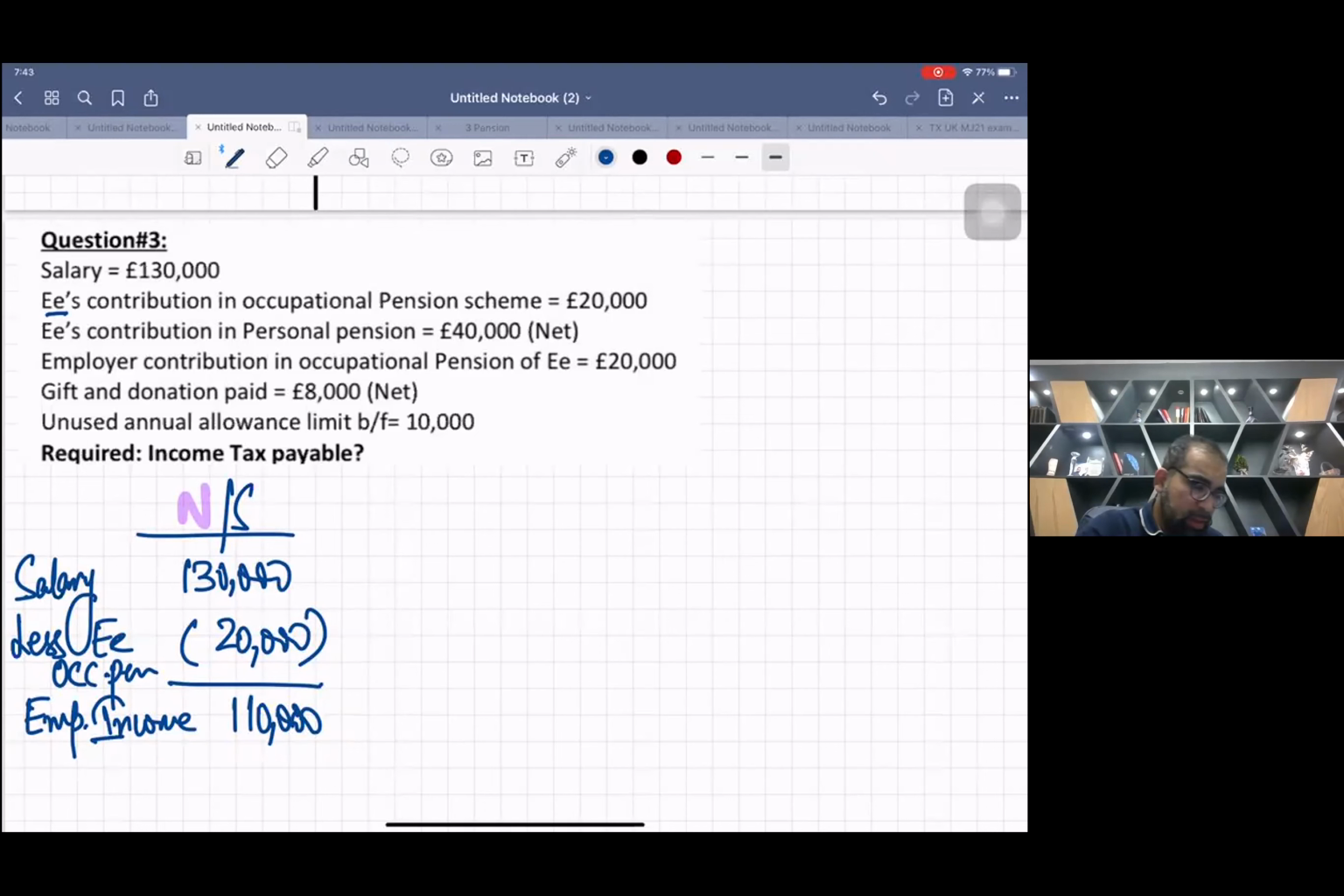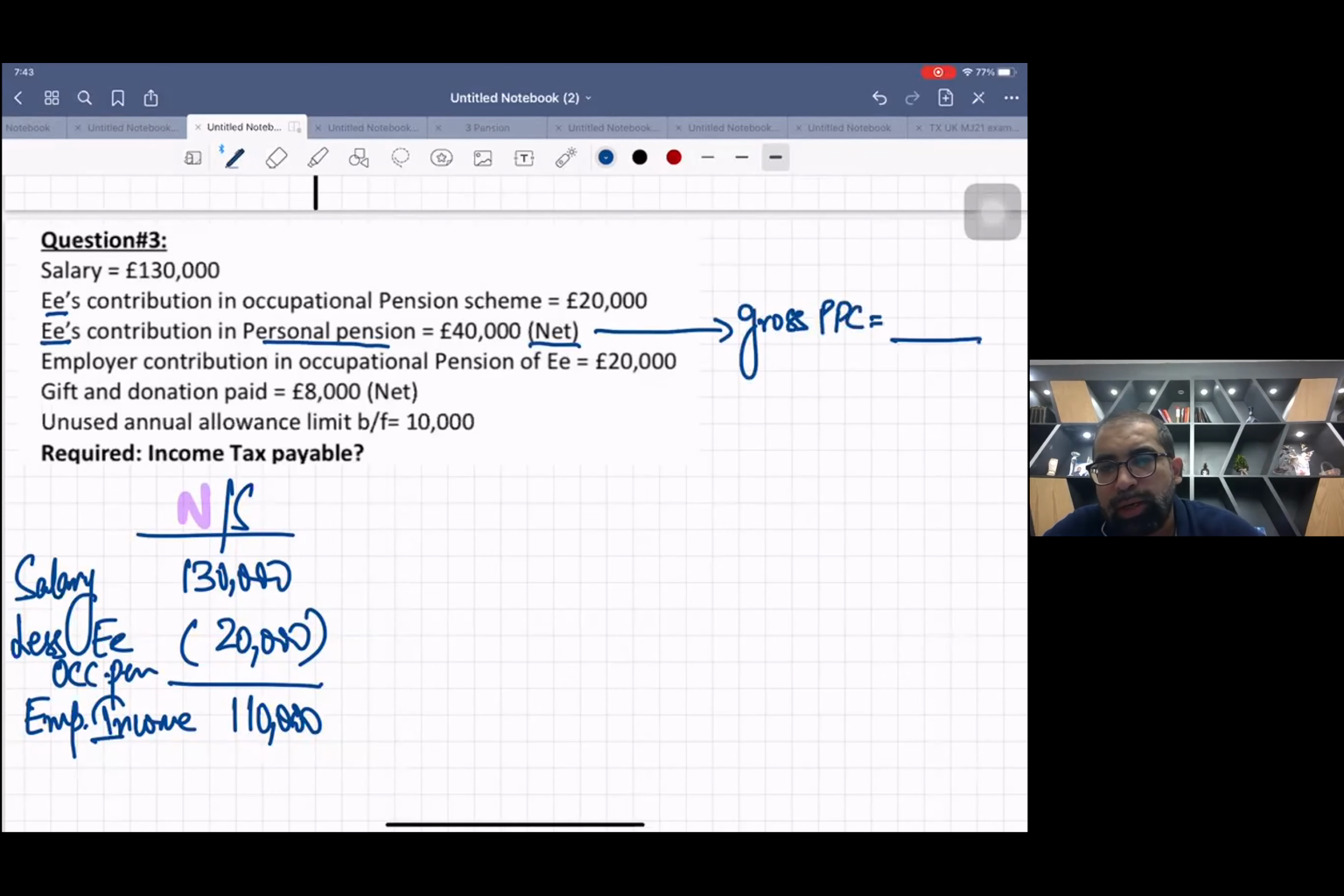Okay. Next thing is employee contribution in personal pension. Employee is the guy himself, and he is making a personal pension contribution in his own account. So this is net. Personal pension contributions are paid net. So first thing I'll do is gross up. I'll calculate the gross PPC.